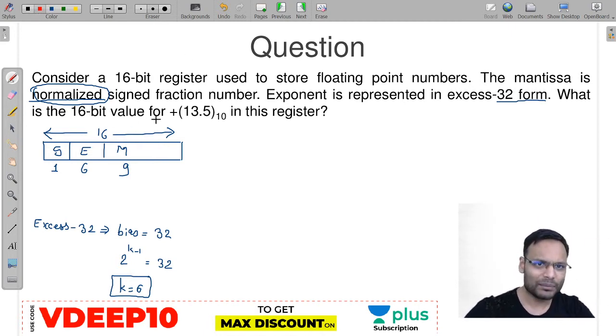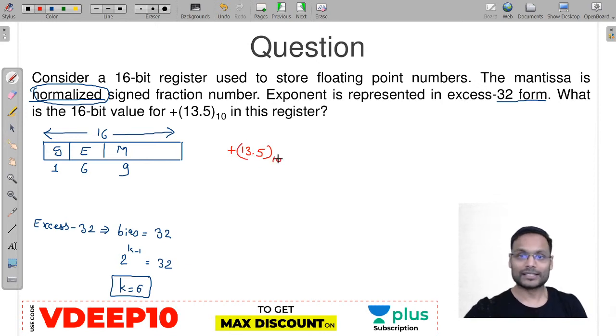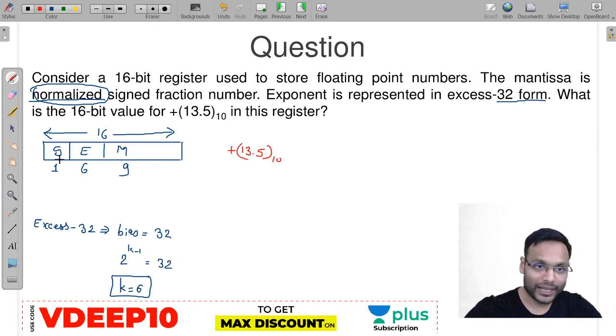What is the 16-bit value of this number plus 13.5 of decimal? Fine. 16-bit value will be what? Okay, so for sign, it's a positive number. Yes, positive number means the sign will be equal to 0. So ये sign तो हमने ले ली 0.